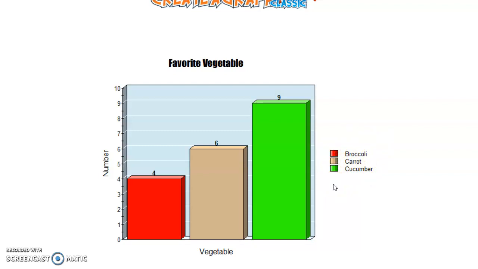So looking at the graph, how many more cucumbers did the students vote for than broccoli? If you answered 5, you are correct.